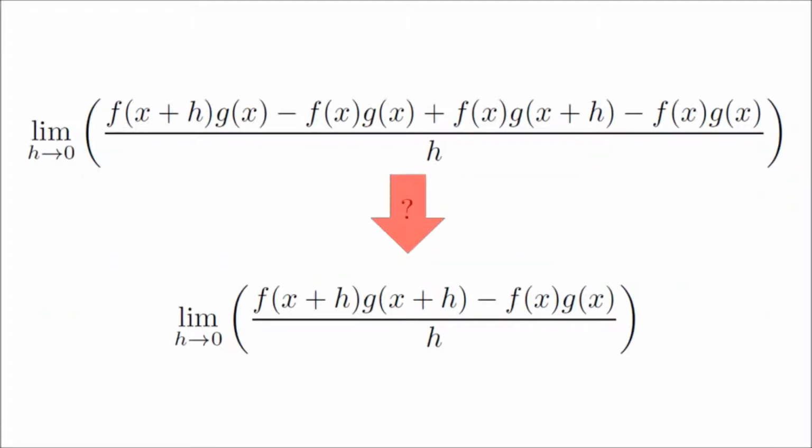So here's where we're at. The expression on the top is what we've gotten so far using limit laws and algebraic manipulations, and we want to work back and reach the expression for the derivative of f of x times g of x using the definition of the derivative, which is the expression on the bottom. So how can we convert the expression on the top to the expression on the bottom?